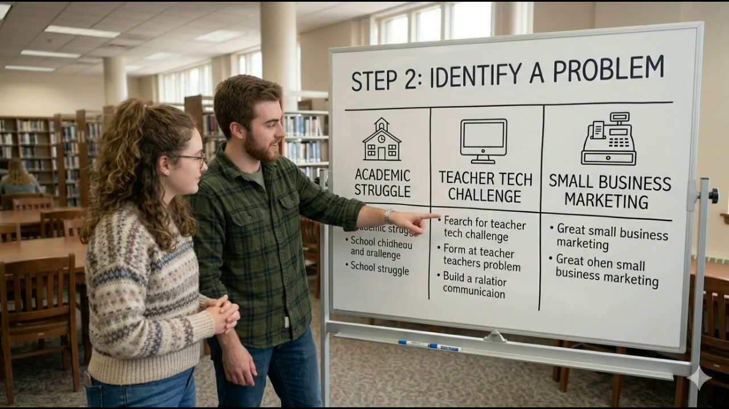Step 2. Identify a problem. Research is about solving problems. A good research topic must focus on an issue that exists in society, schools, businesses, or communities. Ask yourself, what problem do I want to investigate? For example, students may struggle with poor academic performance. Teachers may face challenges using technology in classrooms. Small businesses may struggle with digital marketing. Once you identify a problem, you're already close to finding a strong topic.